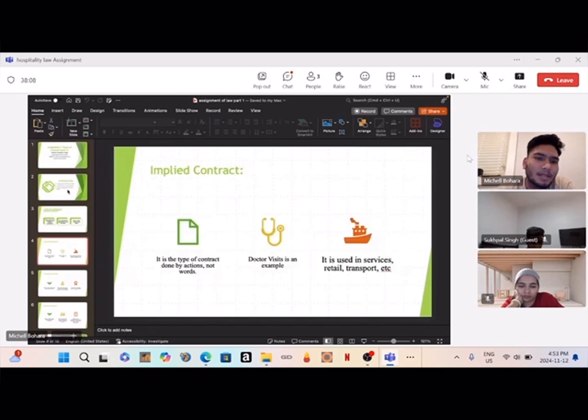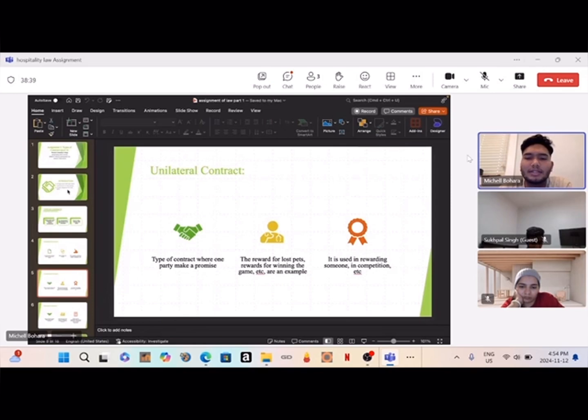Another one is the implied contract. An implied contract happens through action, not words. Like imagine going to a cafe and ordering coffee. By ordering, it's implied we will pay when it's served. Implied contracts are common in everyday services like eating at a restaurant or using public transportation.